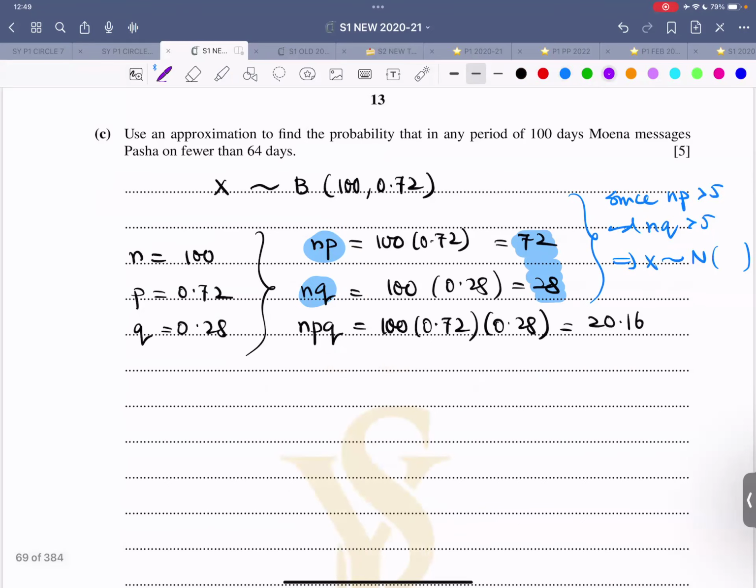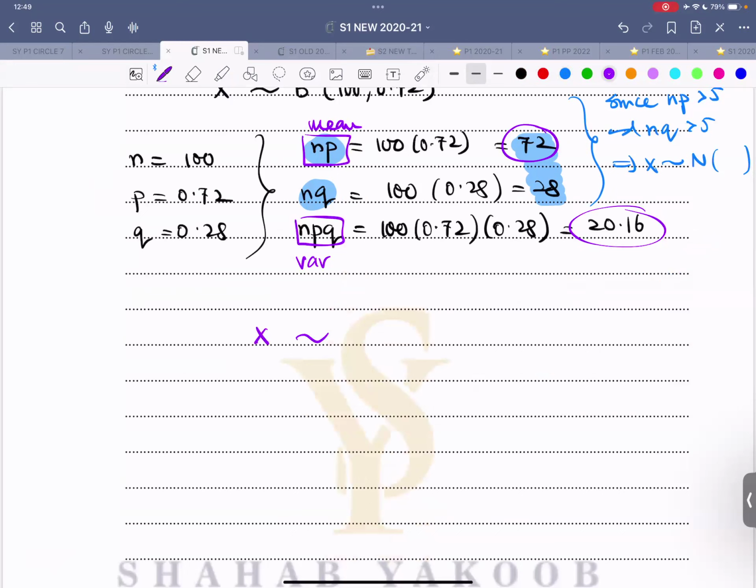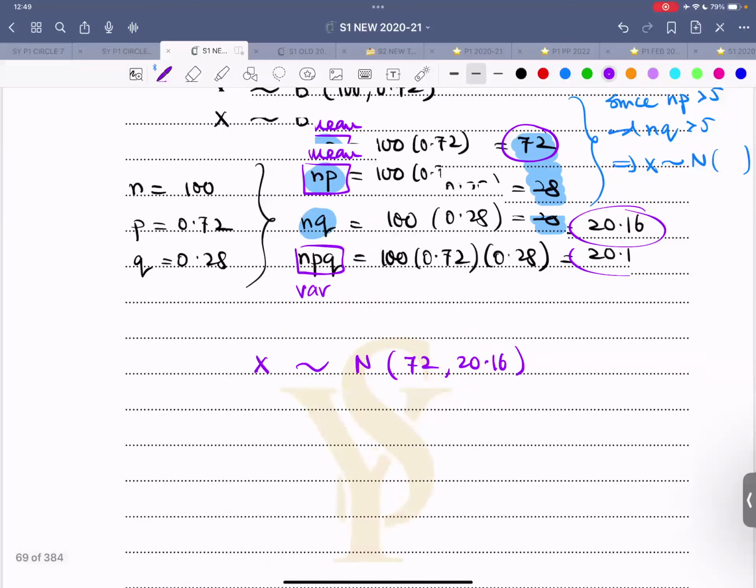What values will be there? This is mean, that is 72. This is variance, that is 20.16. So now X follows a normal distribution, 72 and 20.16.